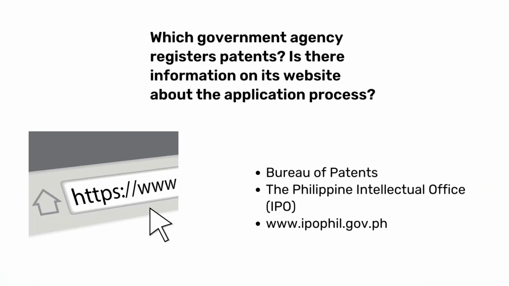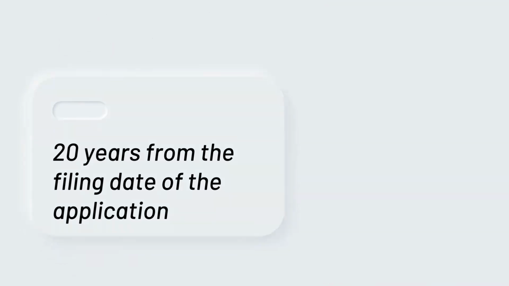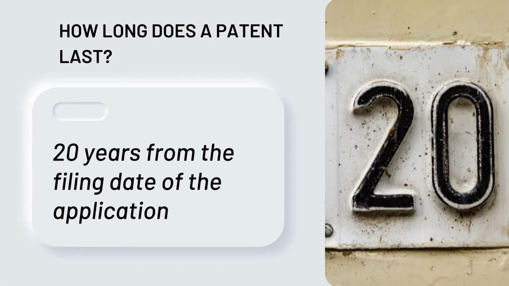Which authority registers patents? Does it have guidance on the application procedure? The Philippine Intellectual Property Office, IPO, registers patents in the Philippines through the Bureau of Patents. The procedure is found on their website. How long does a patent last? A granted patent has a duration of 20 years from the filing date of the application.